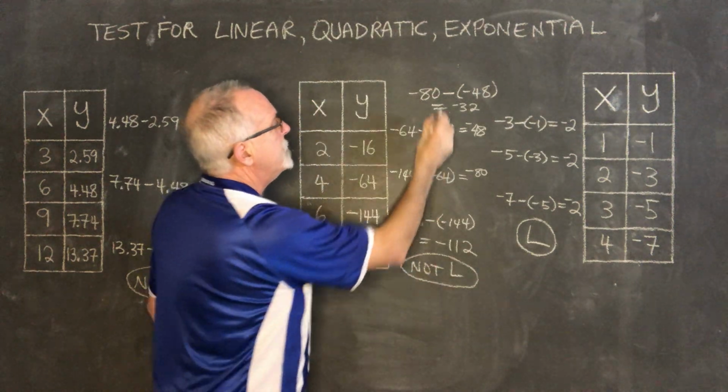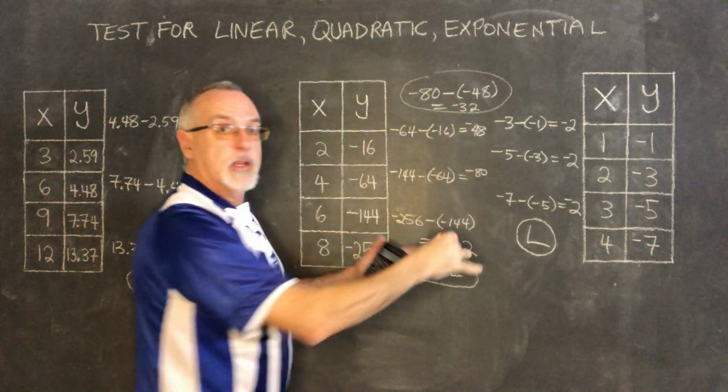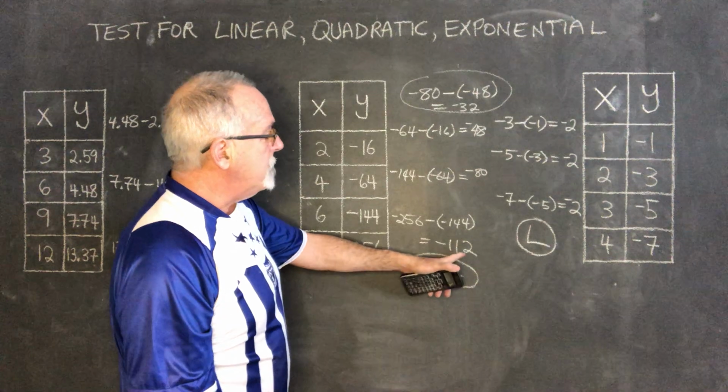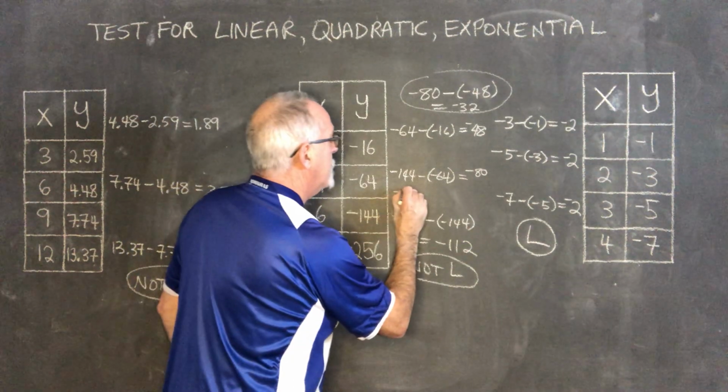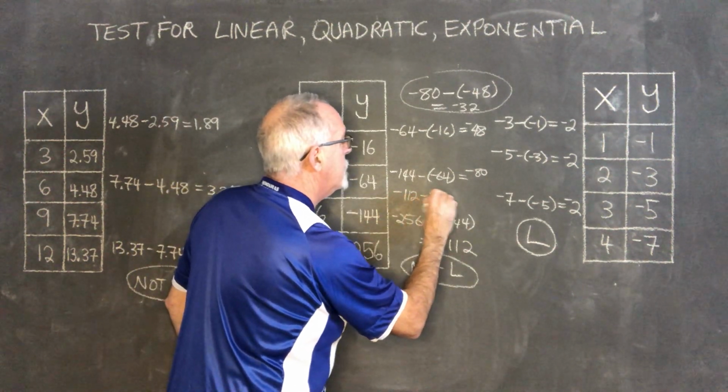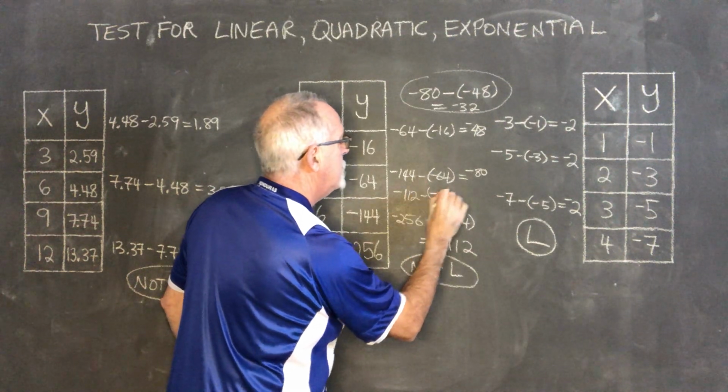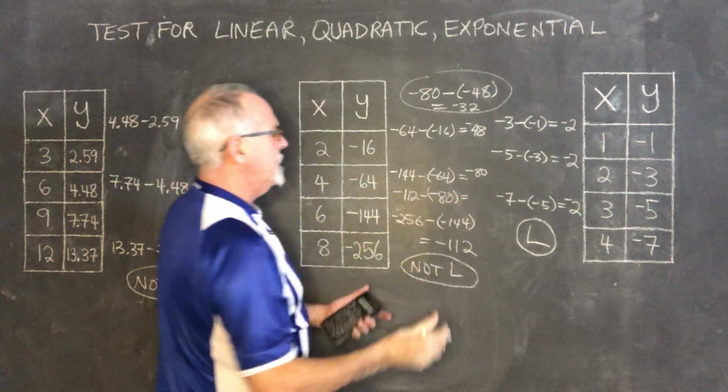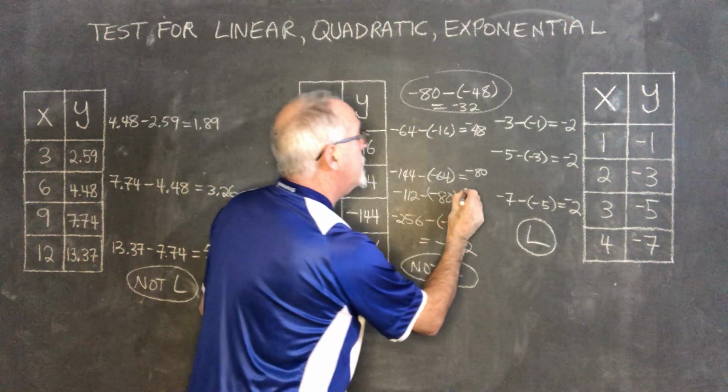I'll circle that one just because it's starting to get cluttered. Now I'm doing it again, except I'm doing negative 112 minus negative 80, which is equal to negative 112 plus 80, which is negative 32.